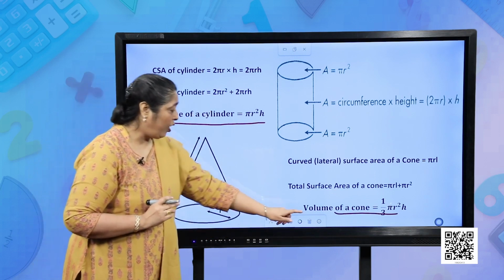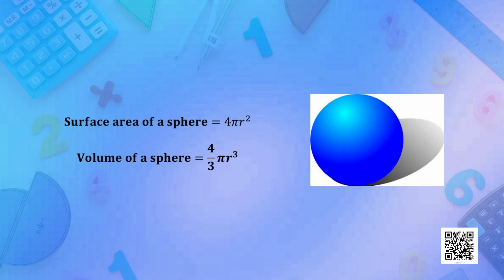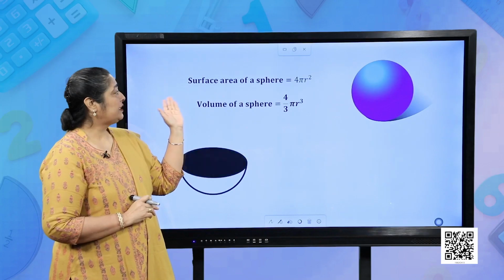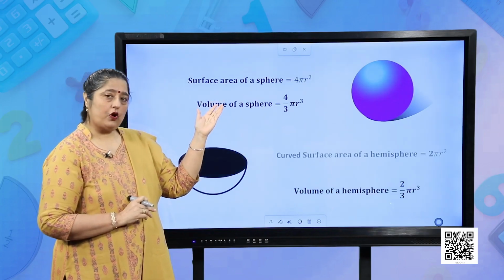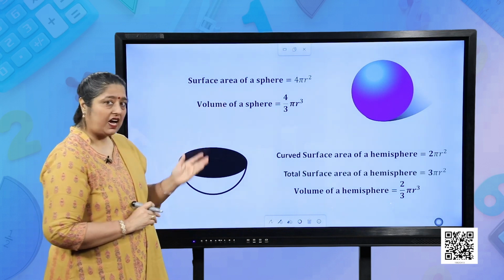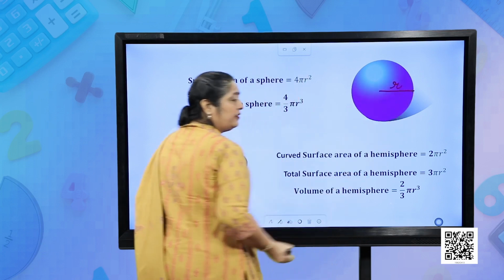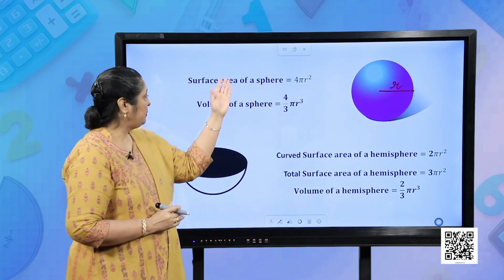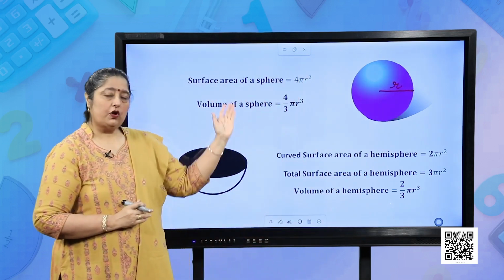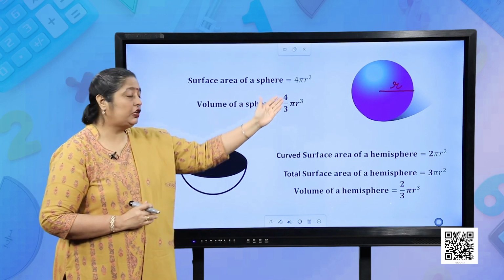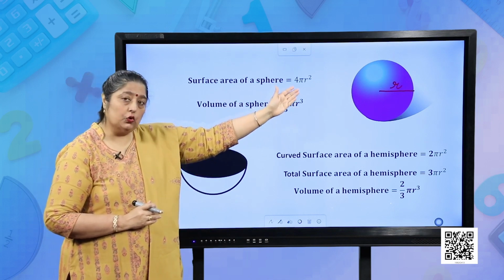So, let us move forward to our next shape, that is a sphere. Surface area of a sphere is 4 pi r square. What is r again? Again, r is the radius of the sphere. Similarly, volume of the sphere is 4 by 3 pi r cube, radius cube.